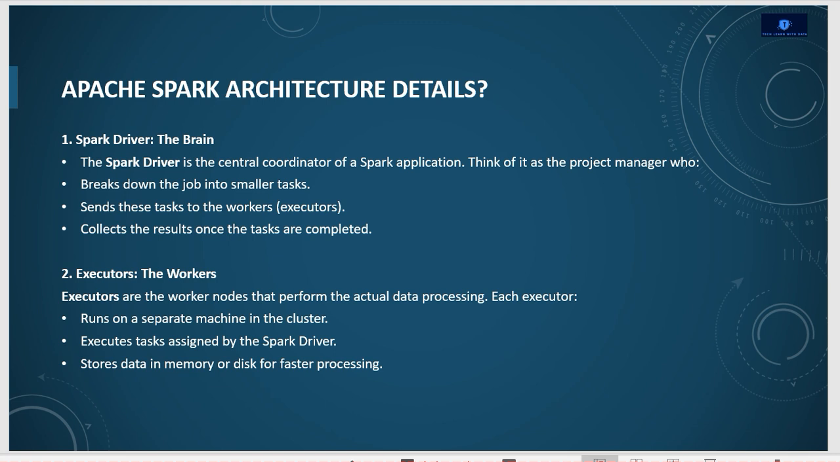Now come to the executor. I already told you that executors are the workers or employees in an organization. Executors are the worker nodes that perform the actual data processing. They run on separate machines in the cluster. They execute tasks assigned by the Spark driver, or program manager, and also store data in memory or on disk for faster processing.